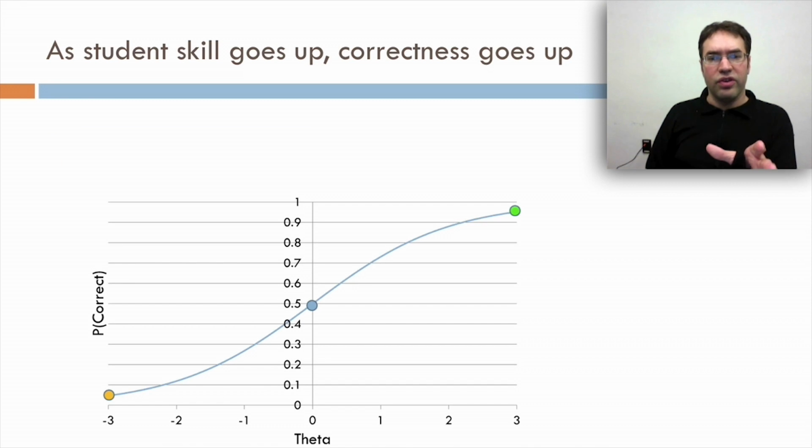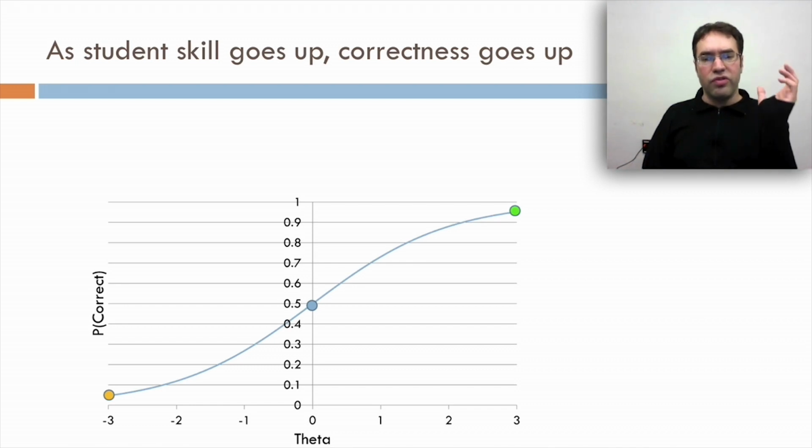Now let's look at three students. A green student who really knows their stuff, theta of 3, probability of getting it right 95%. A student who doesn't really know their stuff, theta of 0, probability of getting it right 50%. And a student who really doesn't know their stuff, theta of negative 3, probability of correctness of 5%.